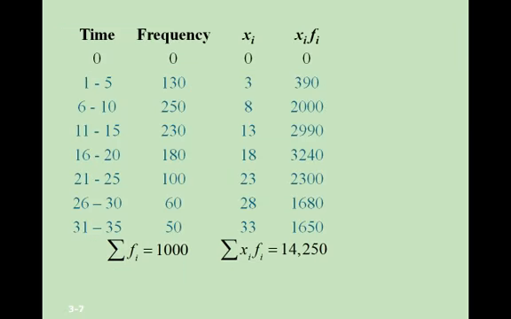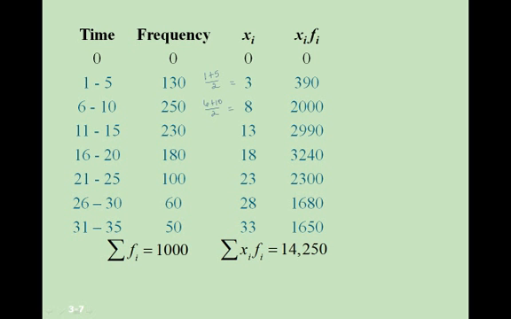So first, let's list this vertically. And we see we have the time and the frequency in our first two columns. Remember that x sub i is the midpoint of our class. So we take the time and we take the midpoint between 1 and 5. So we would add 1 plus 5 and divide by 2 to get the 3 there. Same thing with the next one. We take 6 plus 10 and divide by 2 to get our 8, and so forth.